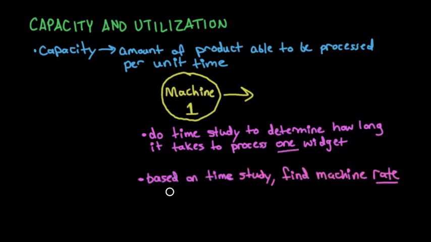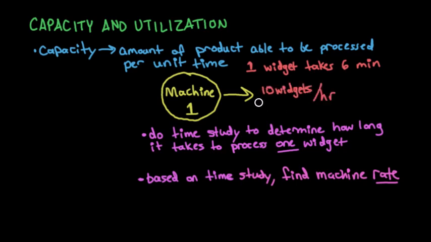So the second step is, based on the time study, find the machine rate. So if your time study finds that one widget takes 6 minutes, and the unit of time that you care about is hours, you might say that this produces 10 widgets per hour. Or at least that's what this machine is capable of based on your time study.